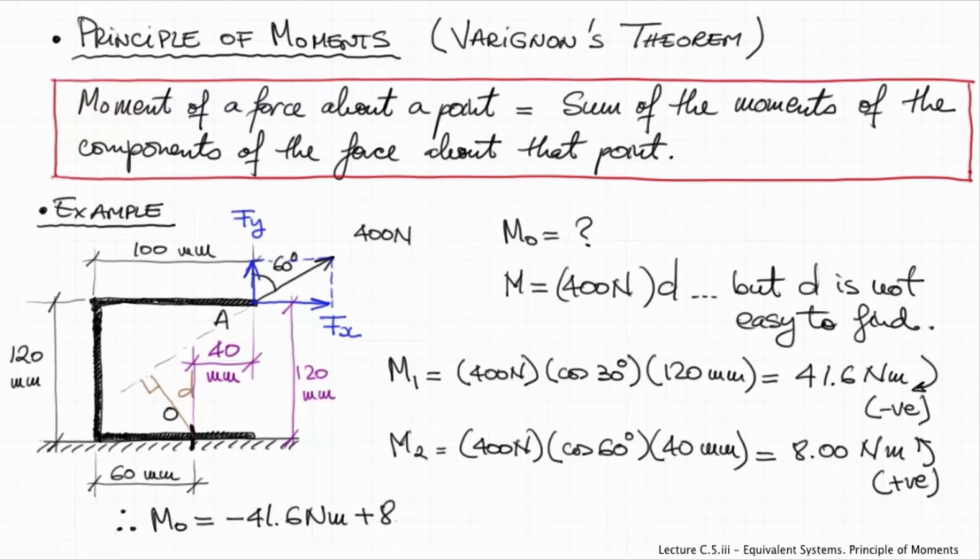Based on the principle of moments, all we have to do now is sum the moments of the components of F, and that would give us negative 33.6 Newton meters, or 33.6 Newton meters rotating clockwise, and this would be the final answer, the moment of F about point O.